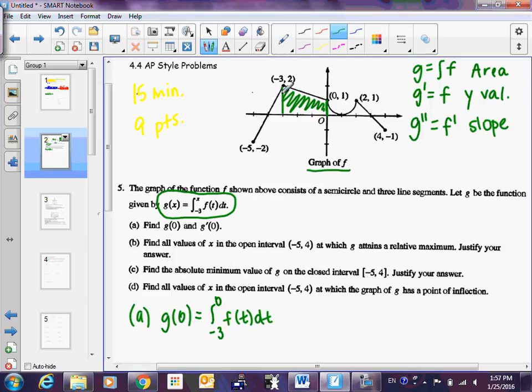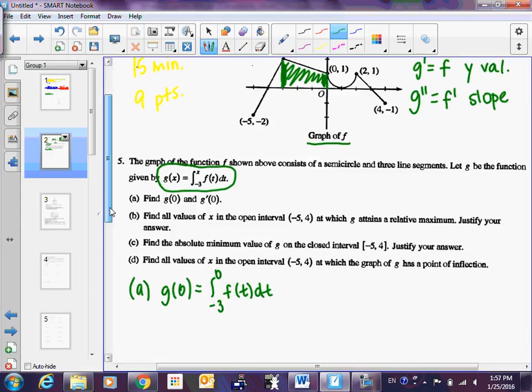When you're finding area of a trapezoid, you are averaging the two parallel sides. So what are those two parallel sides? 2 and 1. So I'm going to average 2 and 1. So add them up, divide by 2.